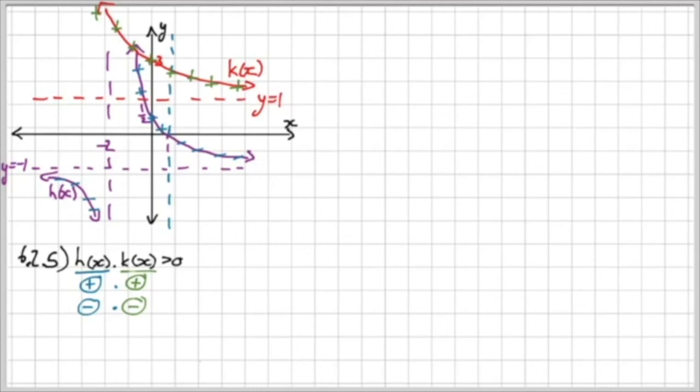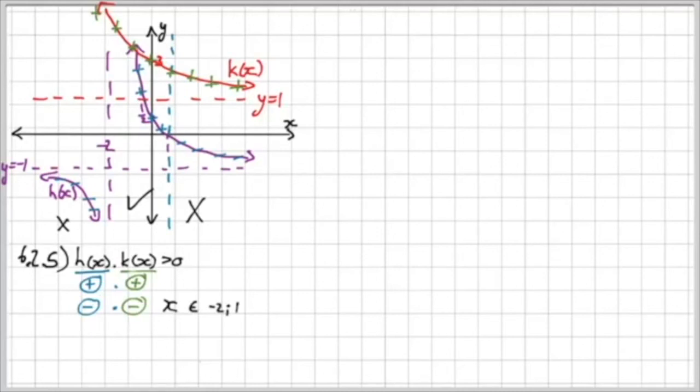Let's start by looking at the left-hand side of -2. There, h of x is negative, but k of x is positive. So that doesn't work. If I look between -2 and 1, I have a positive green and a positive blue. So that works for me, all the way up to 1. But on the right-hand side of 1, I have a positive for k of x, but a negative for h of x. So that doesn't work. So we have actually only one domain that works. And this domain is for x between -2 and 1.